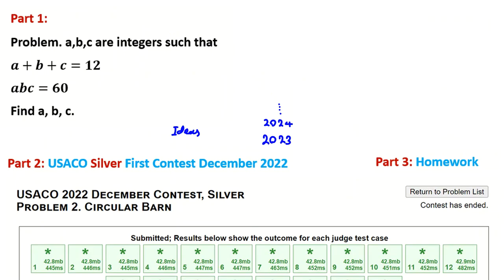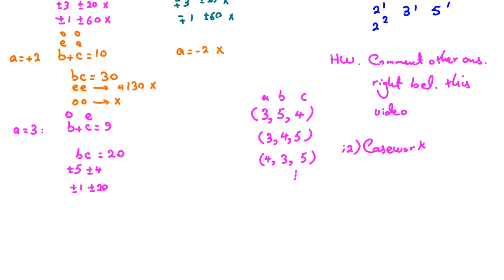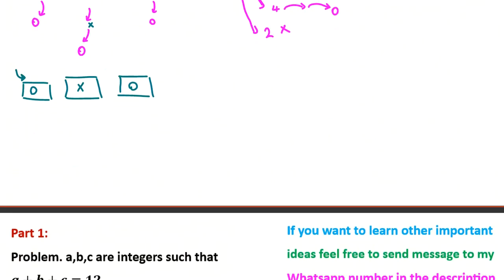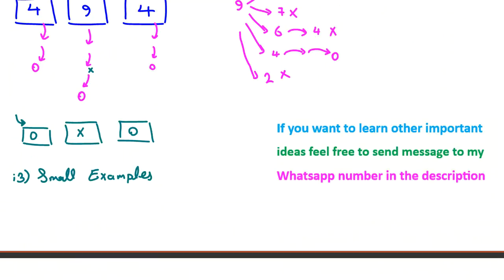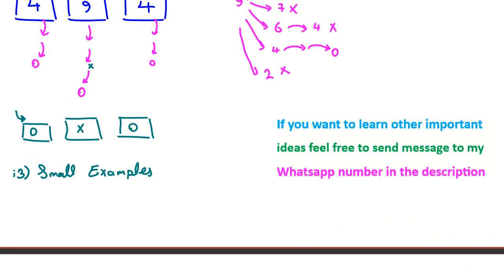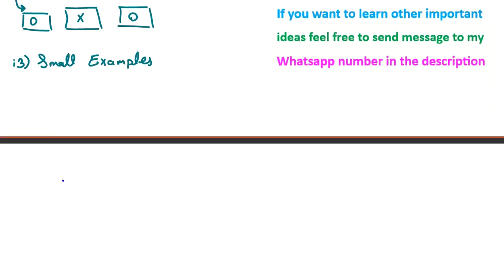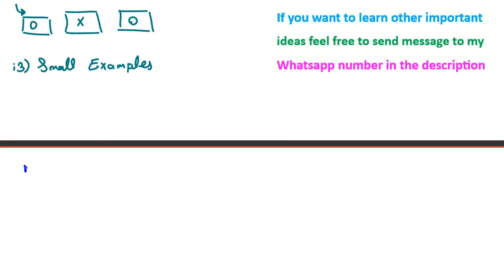For this problem, I told you how many ideas? 2 ideas. For this problem, first we should try small examples. It's so much useful in USACO. Let's see here, it means what? Suppose we have one room. We want to see who is winner, and we consider one room.